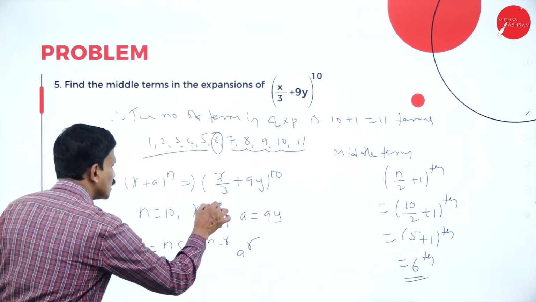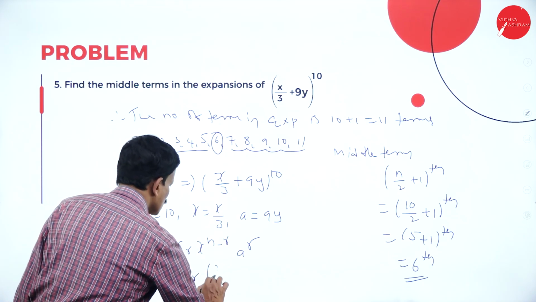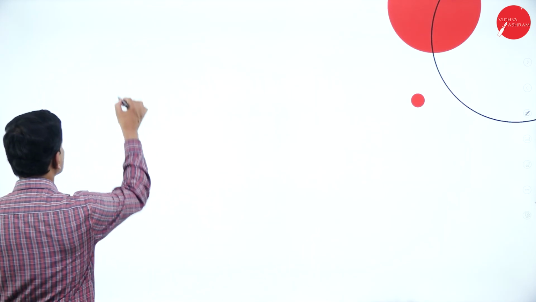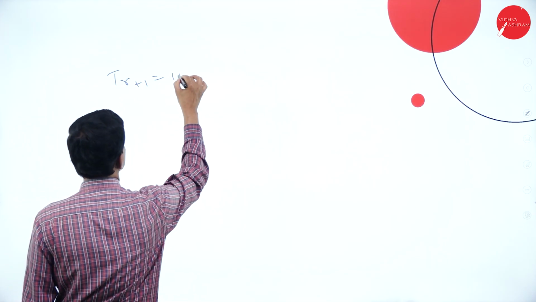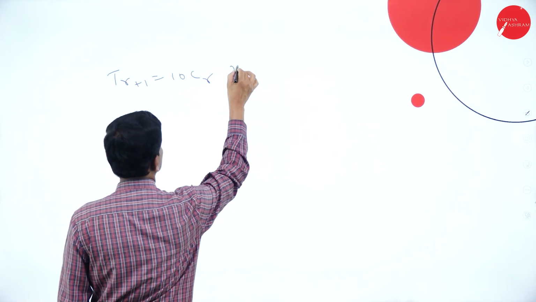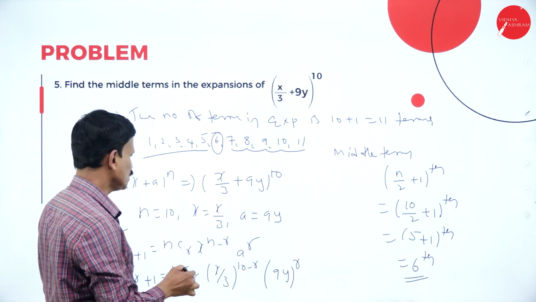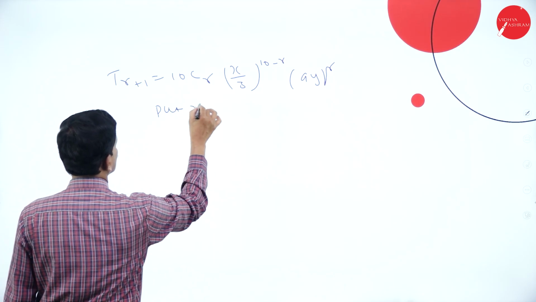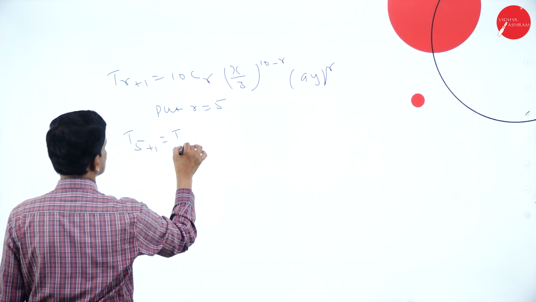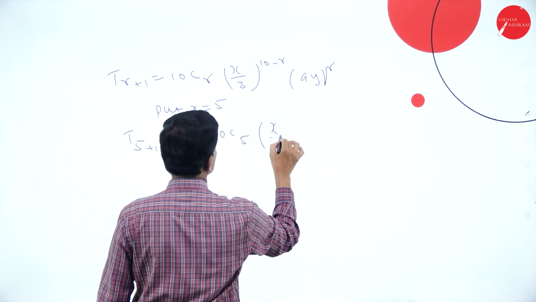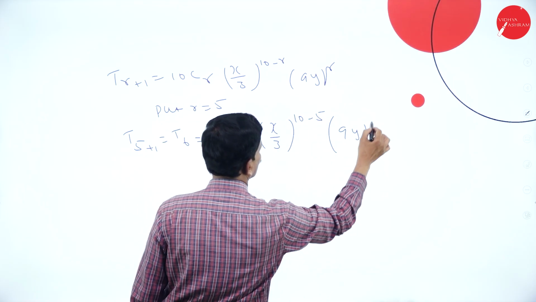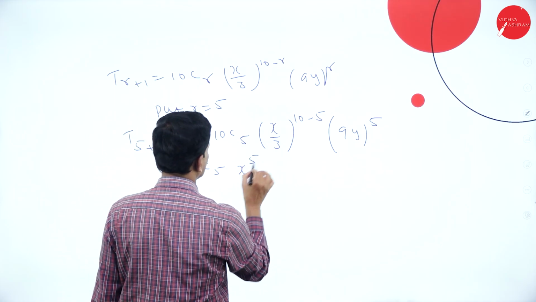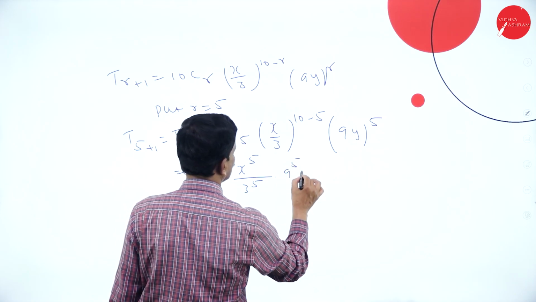That is T(r+1) is equal to nCr, what is n? 10Cr. x, what is x? x by 3 whole to the power of 10 minus r into a, 9y to the power of r. Simplify this. That's equal to T(r+1) is equal to 10Cr x by 3 whole to the power of 10 minus r into 9y whole to the power of r. Now just for the 6th term, put r is equal to 5. That's it. So you will get T5 plus 1 is T6. 6th term is 10C5 x by 3 whole to the power of 10 minus 5, 9y whole to the power of 5. So this is 10C5, x to the power of 10 minus 5 is 5. So this is x raised to 5 by 3 to the power of 5 into 9 to the power of 5 into y to the power of 5.